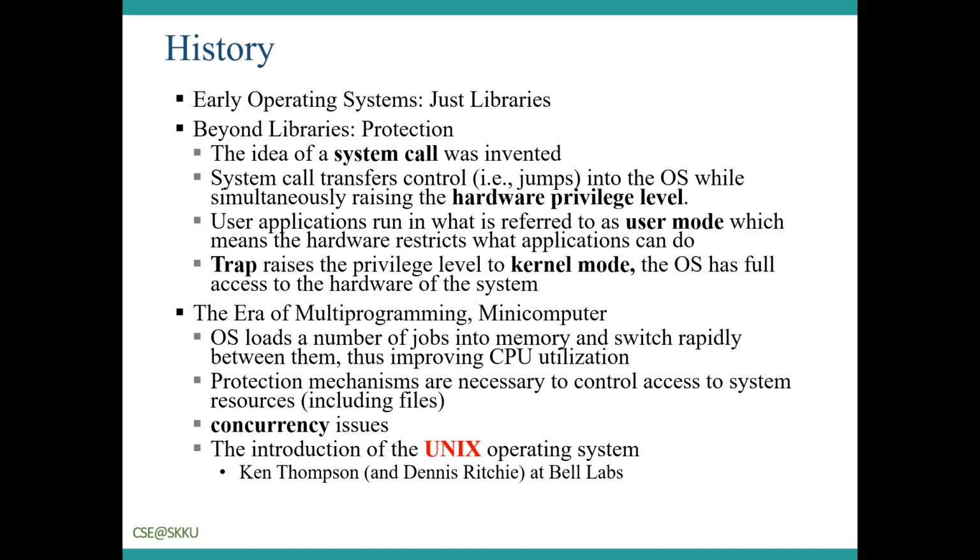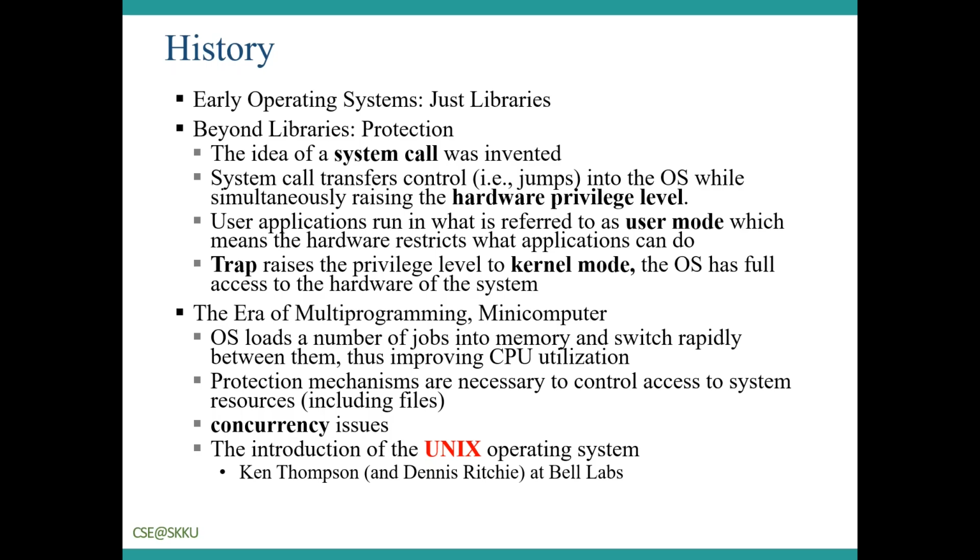A system call transfers control into the operating system, while simultaneously raising the hardware privilege level. User applications run in what is referred to as user mode, which means the hardware restricts what applications can do. The trap raises the privilege level to kernel mode, and the operating system has full access to the hardware of the system. When the system is done servicing the request, it passes control back to the user via a special return-from-trap instruction, which reverts to user mode.